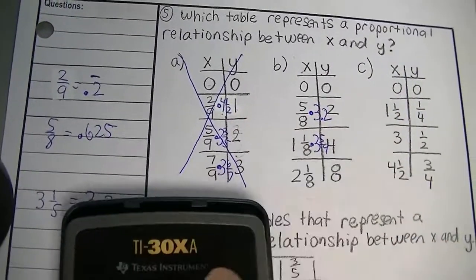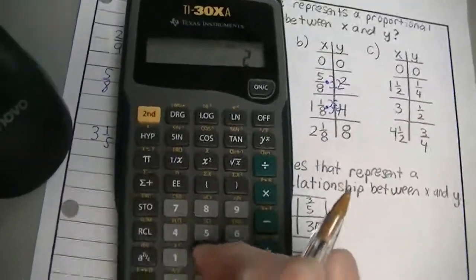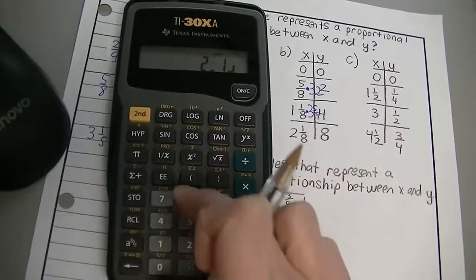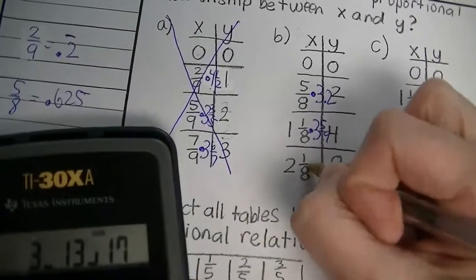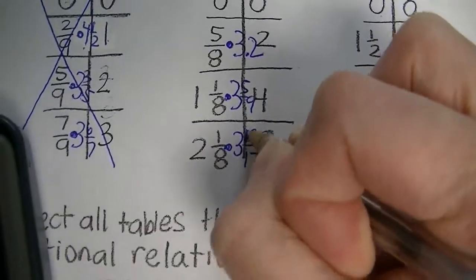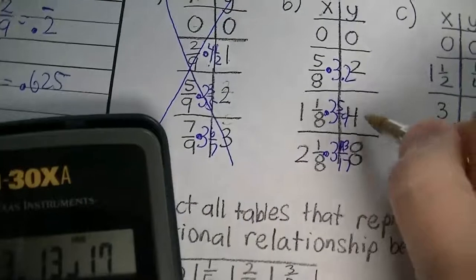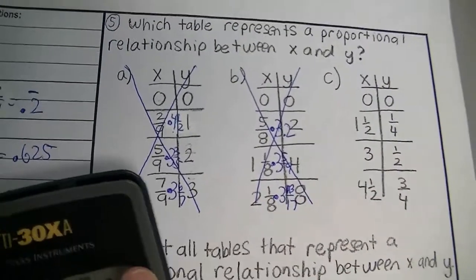Okay, so 8 divided by 2 1/8. 8 divided by 2, fraction bar 1, fraction bar 8. That's 3 13/17. So I times this by 3 13/17. And you see that it's not a consistent unit rate, so therefore that is not a proportional relationship in that table.